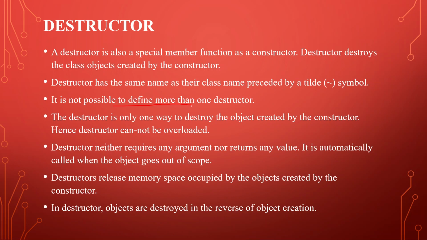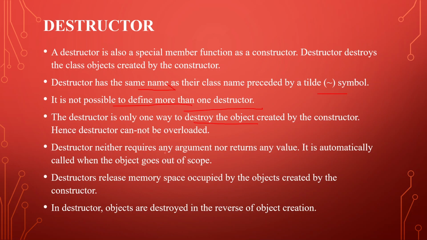This destructor also should have the same name as the class name. How we differentiate constructor and destructor is that constructor doesn't have any prefixed operator, but destructor will have a tilde symbol prefixed to it. With that tilde symbol, the compiler will understand that there is a destructor present in our program, which should be invoked automatically after completing all the process in the program. As I told you, it should be the same name as the class name. Only one destructor is possible, and it will destroy the object created by the constructor.